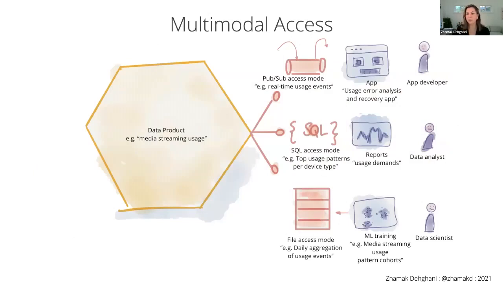So if an app developer is looking at the same data, like media streaming usage or play events, they may want pub/sub access to an infinite log of events. Your reports guys probably don't want that. They want SQL access so they can run some of their queries locally on the data product. And your data scientists want something else, right? To do feature design, they want columnar file access.